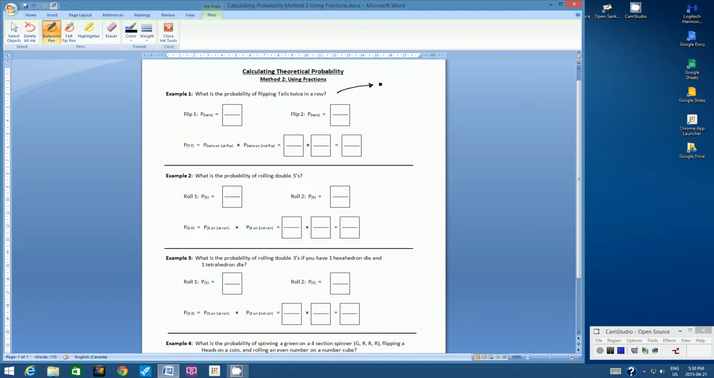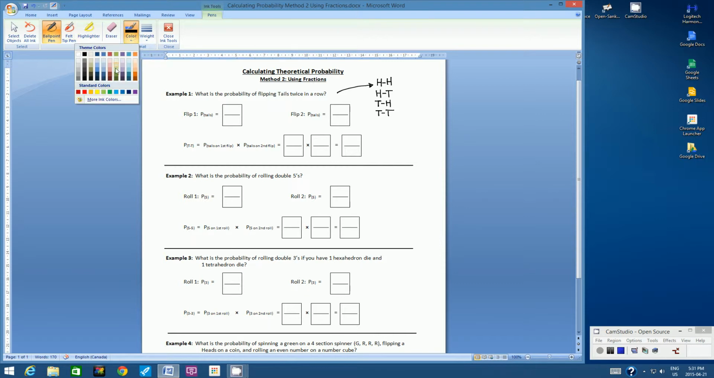If we were to do it in a systematic way, we could have heads on the first flip, and heads on the second flip. We can then have heads on the first flip and tails on the second flip. We can have tails on the first flip and heads on the second flip, and then we can have tails on the first flip and then tails on the second flip.